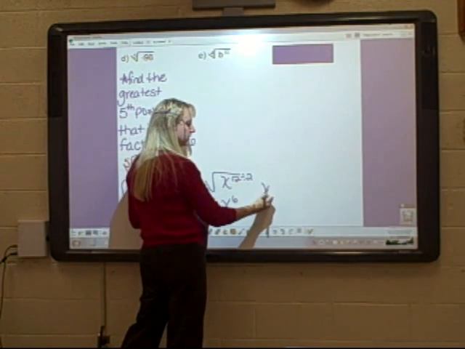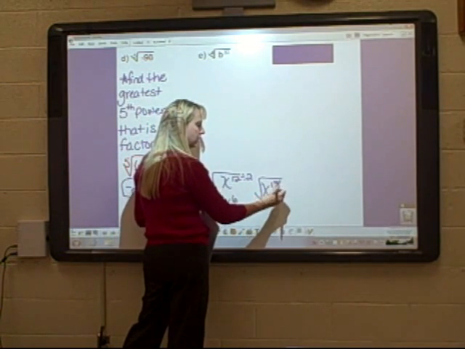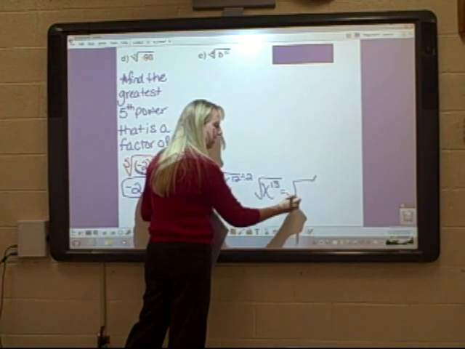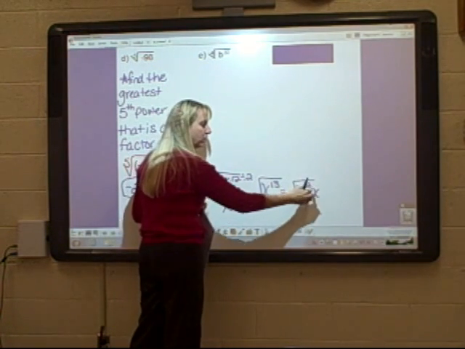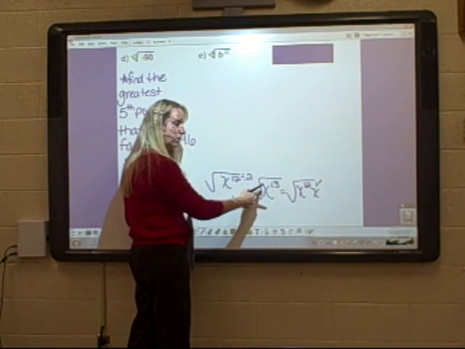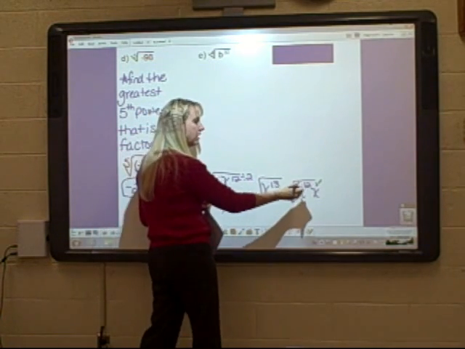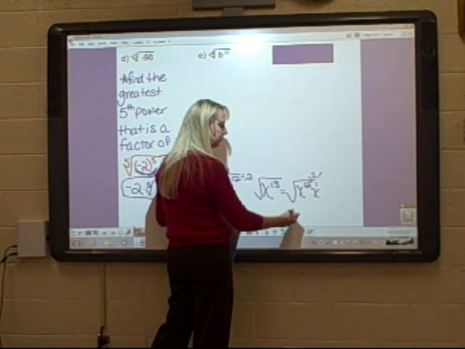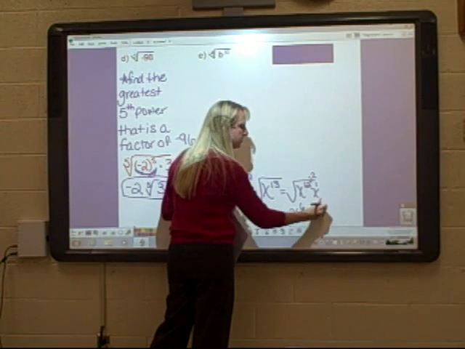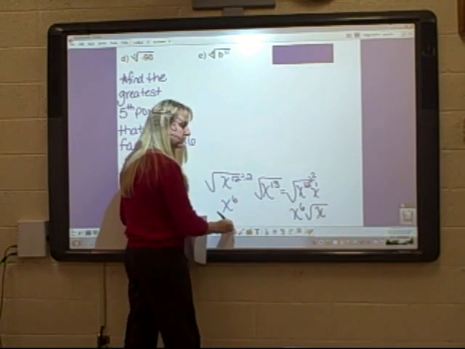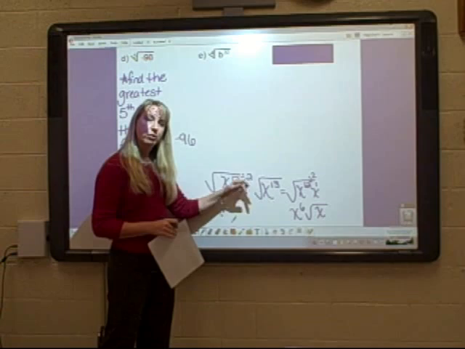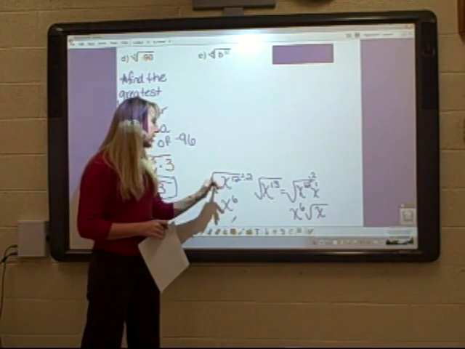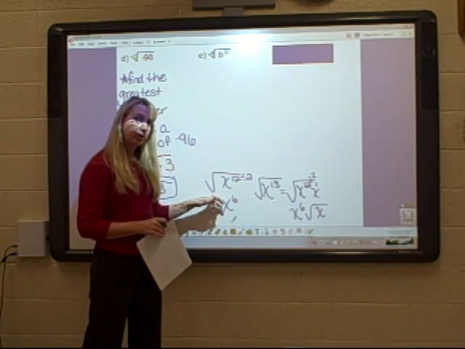If I had x to the 13th, remember we could write that as x to the 12 times x, because 12 plus that 1 gives us the x to the 13th, that means the same thing. Divide this by 2, we get an x to the 6th on the outside, but it leaves an x on the inside. Well, notice we divided by 2, cut it in half. That's because the index was a 2.